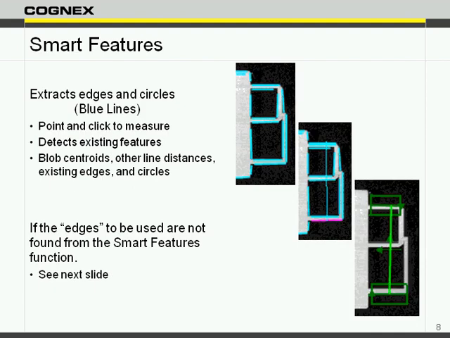Smart features is something new. In the past, in version 3, 4, and below, you always had to go out and define a feature. For example, in this case, you can see a whole lot of edges being shown. So you had to go out and generate an edge tool, say here is an edge, generate a second edge, and then put in a function to measure between the two.